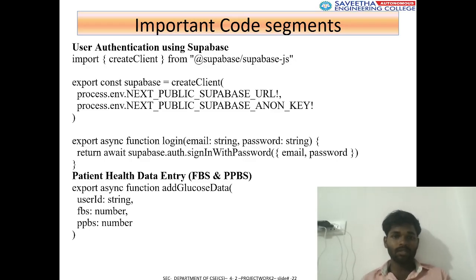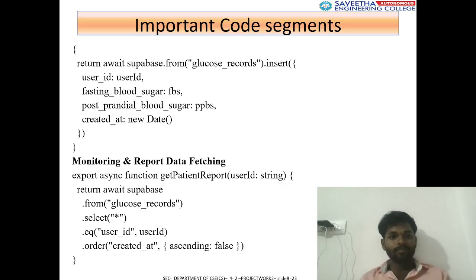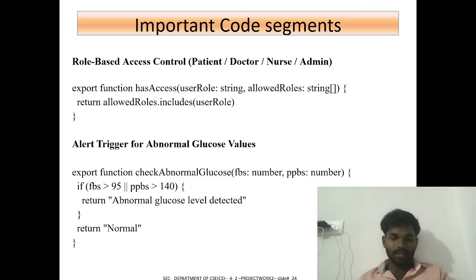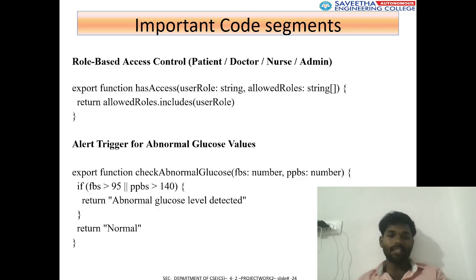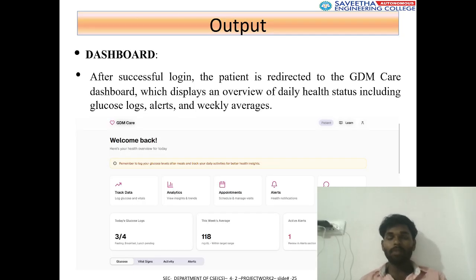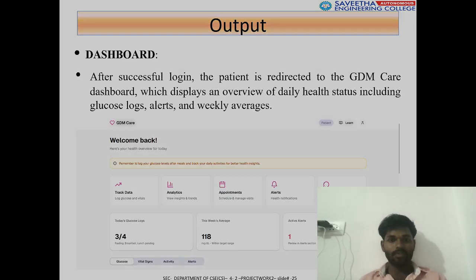This is the user authentication using Supabase code and the patient health data entry. This contains user ID as string, FBS as a number, and PPBS as a number. Monitoring and report data fetching code. Role based access control. User role string, allowed roles are patient, doctor, and nurse or admin. Alert trigger for abnormal values. If FBS value is greater than 95 or PPBS value is greater than 140, the alert is automatically generated as abnormal glucose level detected for both patients and doctors.